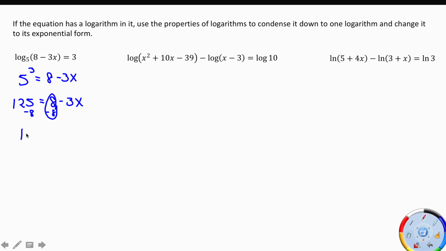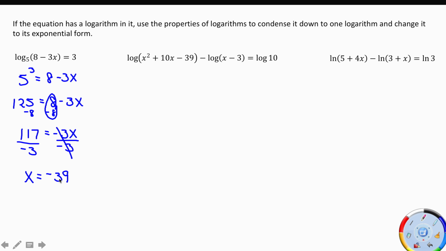125 minus 8 is 117 equals negative 3x, and divide by negative 3, just like we've already done in a previous section. So what's that? Negative 39.